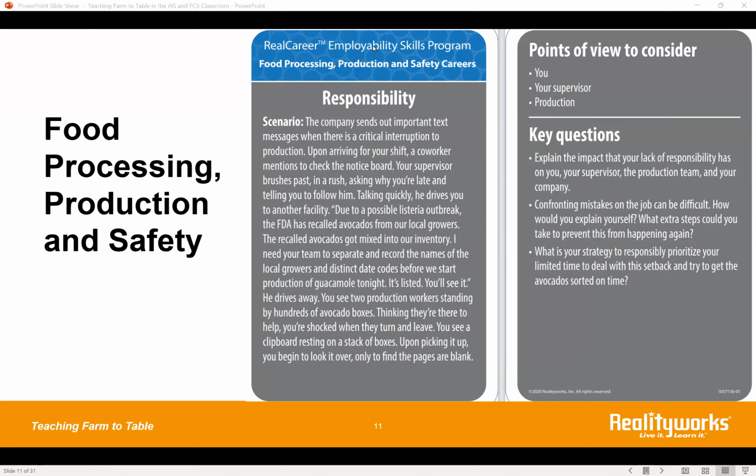So in this case, it gives you and asks you to consider the point of view of you, the person in this scenario, your supervisor, and then also production. And from each one of those views, it asks key questions. In this case, there's 3 key questions that it's going to go over. The whole purpose of it is to have you go through those key questions and consider how you would interact with it, then how your supervisor would interact, and then how production would interact, giving you different viewpoints and different ways to consider how that scenario might play out.